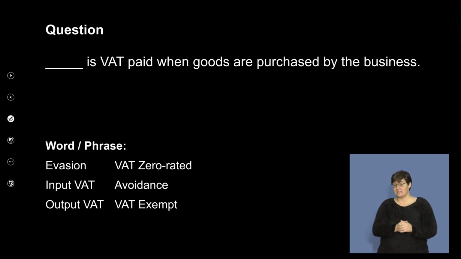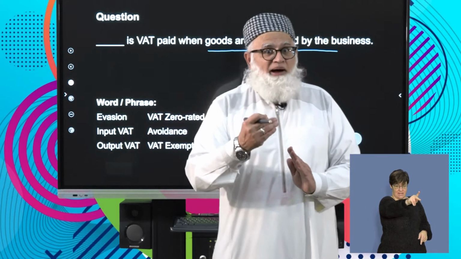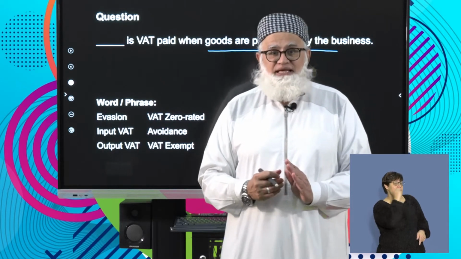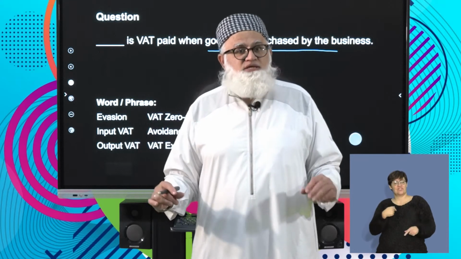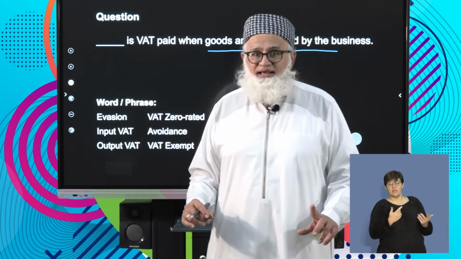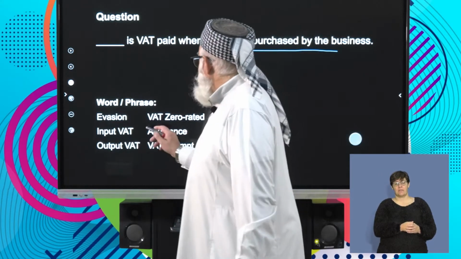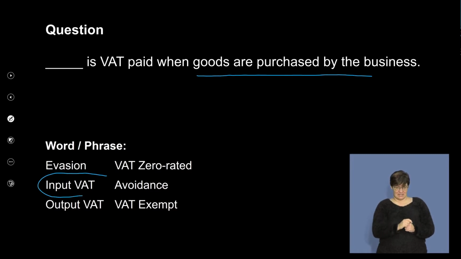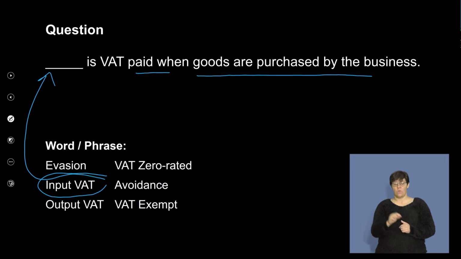The next item we look at is when VAT is paid when goods are purchased by the business. Right, now you ask yourself the question, okay, we are buying goods. Obviously, we are a VAT vendor. That means we are registered for VAT. So obviously, we're going to pay VAT on the goods that we are buying. Now, what VAT is that? Obviously, that would mean we are dealing with input VAT. Clearly, you can see input VAT is a VAT that we have paid.